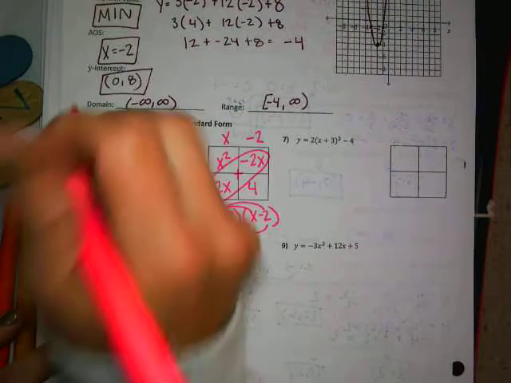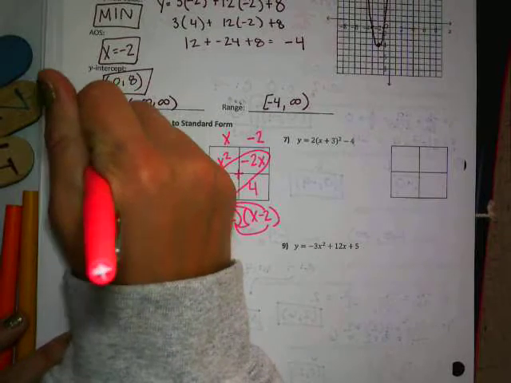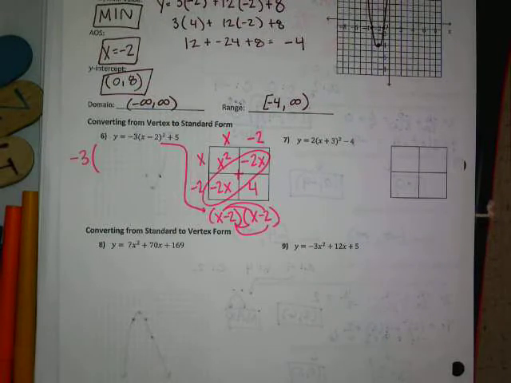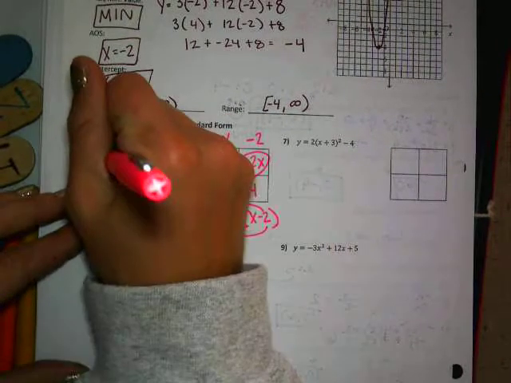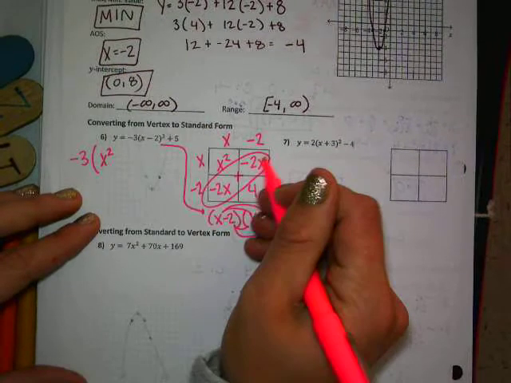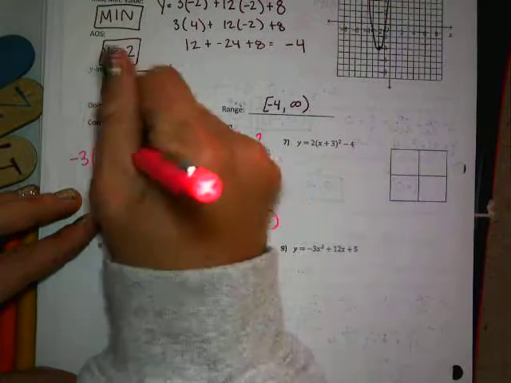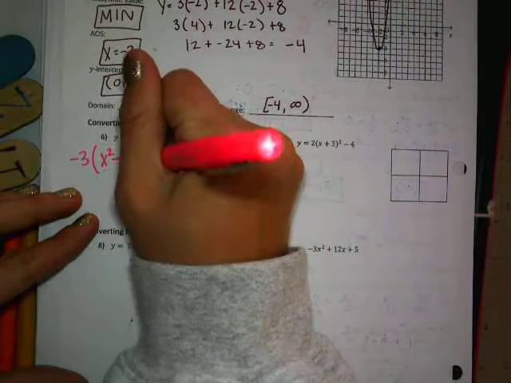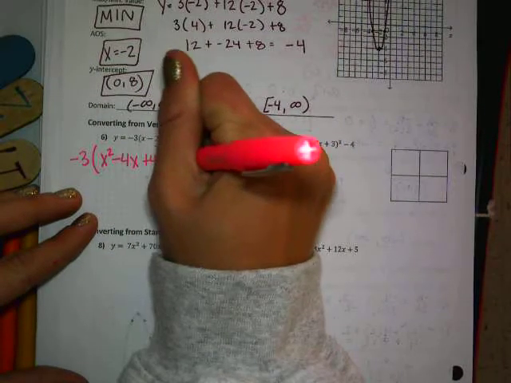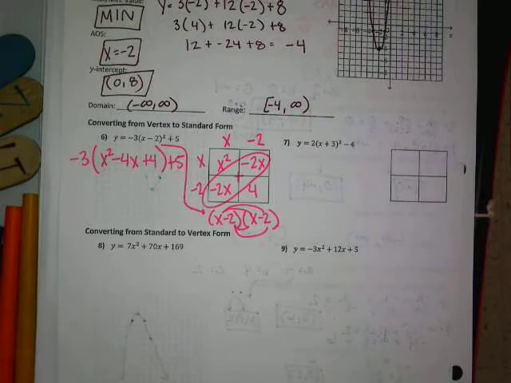So when you write your formula again, I have not done anything to the negative 3. x minus 2 squared is x squared, and when you combine these, you get minus 4x and then plus 4. And I still have the plus 5 on the outside. Does that make sense?